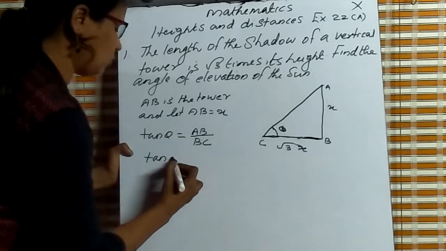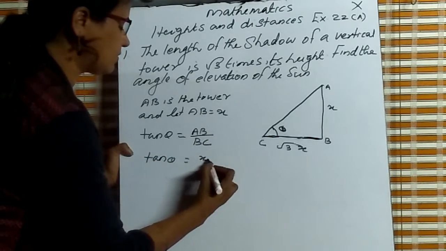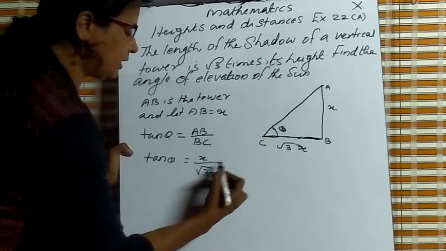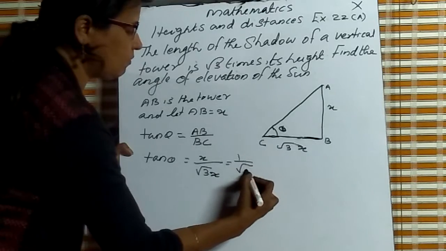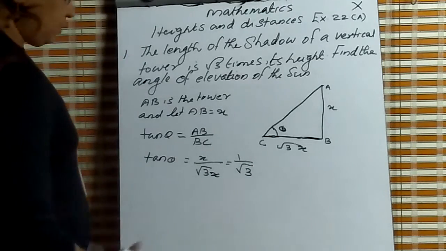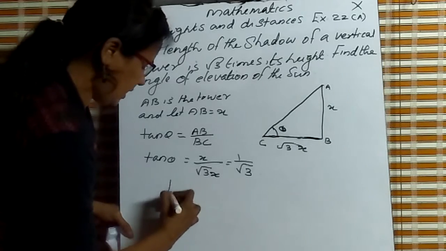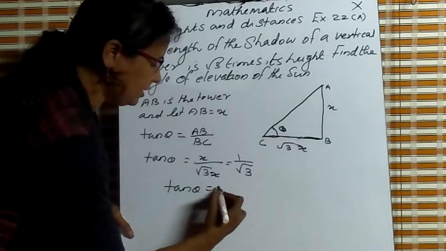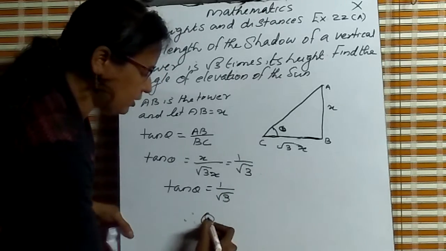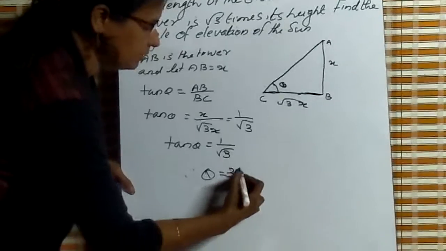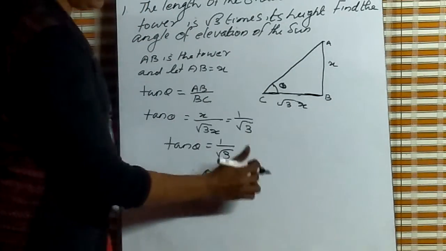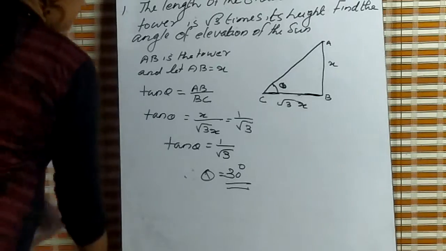Tan theta is equal to, what is AB? X divided by BC, which is root 3 X. X cancelled, 1 by root 3. Tan theta is equal to 1 by root 3. Which value of theta has tan theta equal to 1 by root 3? Theta is equal to 30 degree. So the angle of elevation of the sun is 30 degree.